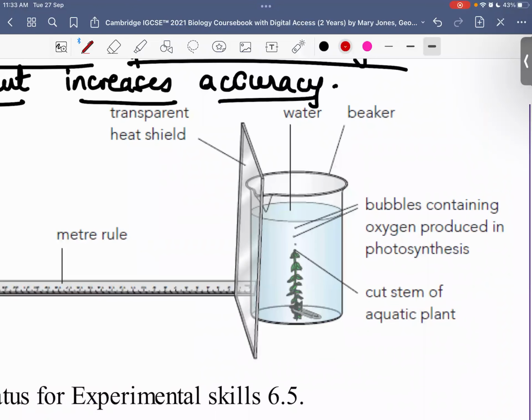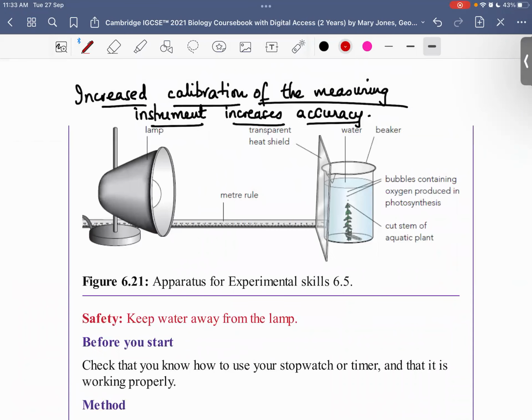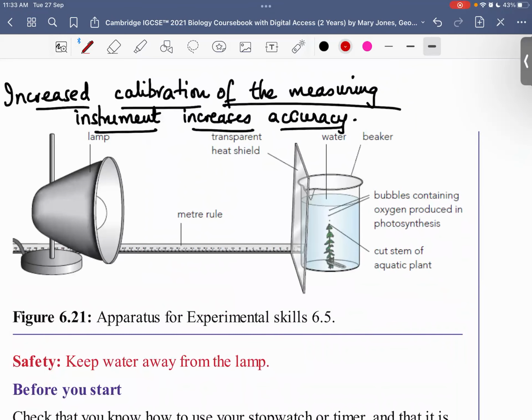Look, this is an aquatic plant. I want to measure the rate of photosynthesis, which in this case, I was measuring the effect of light intensity on the rate of photosynthesis. So I take an underwater plant so that I can monitor or measure the rate of photosynthesis by counting the number of bubbles which are produced during a fixed period of time. Is that making sense?